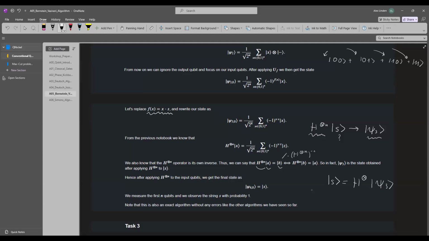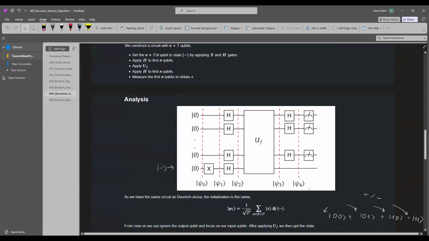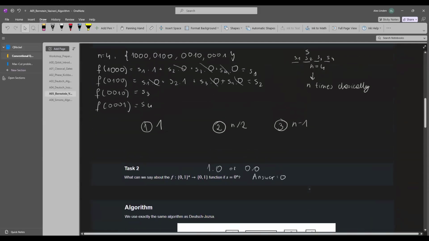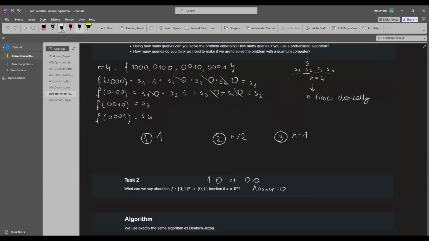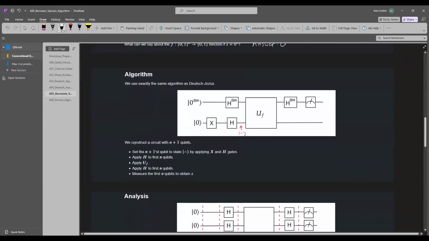And so we found what we wanted, so the string S. We measured the first n qubits, and on the first n qubits, we'll see the string S with probability 1. So again, it will be this answer, which our optimism is paying off for now.